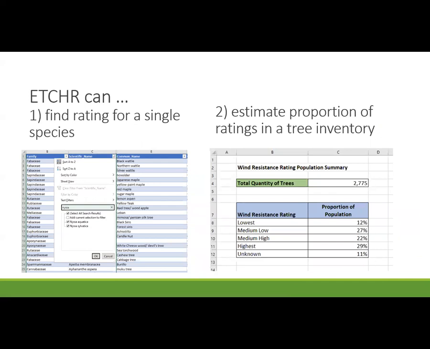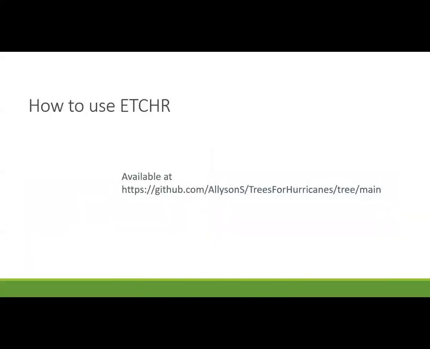ETCHR has two primary functions. First, you can use it to find the wind resistance rating of a particular species. Second, if you have a tree inventory, you can add that inventory data to the spreadsheet and determine the proportions of wind-resistant species in your community. In this next part of the presentation, I'll demonstrate some of the different ways to use ETCHR.